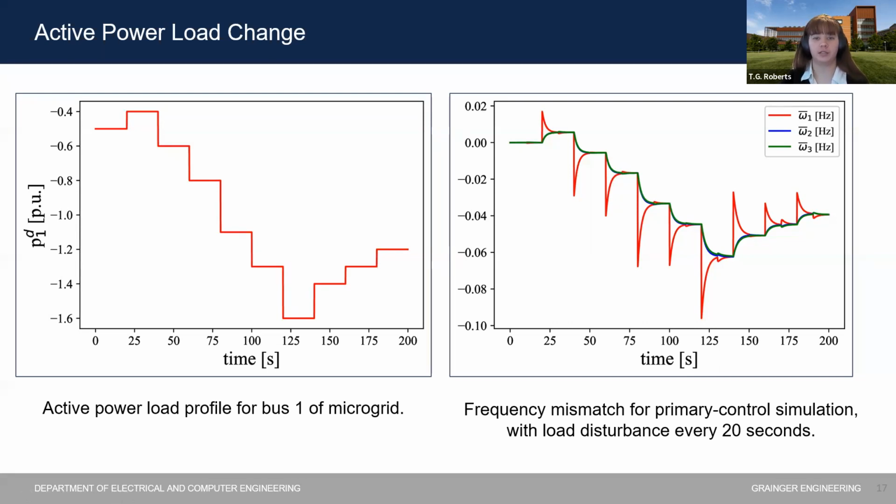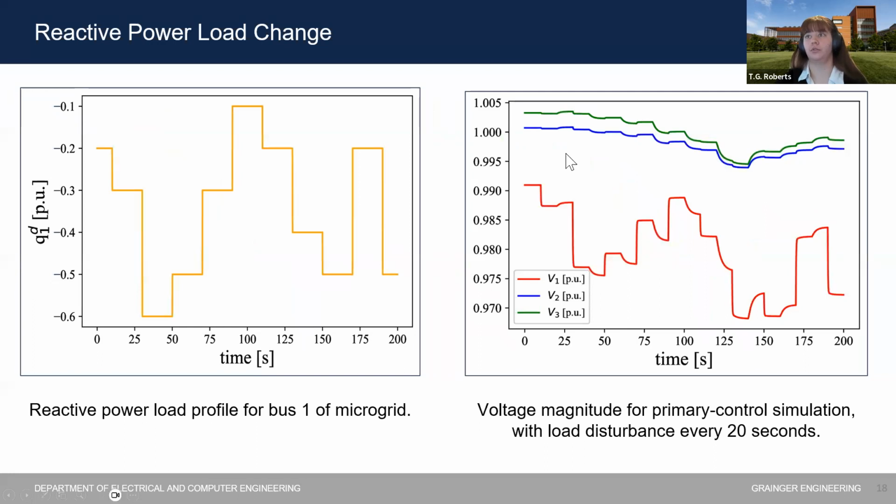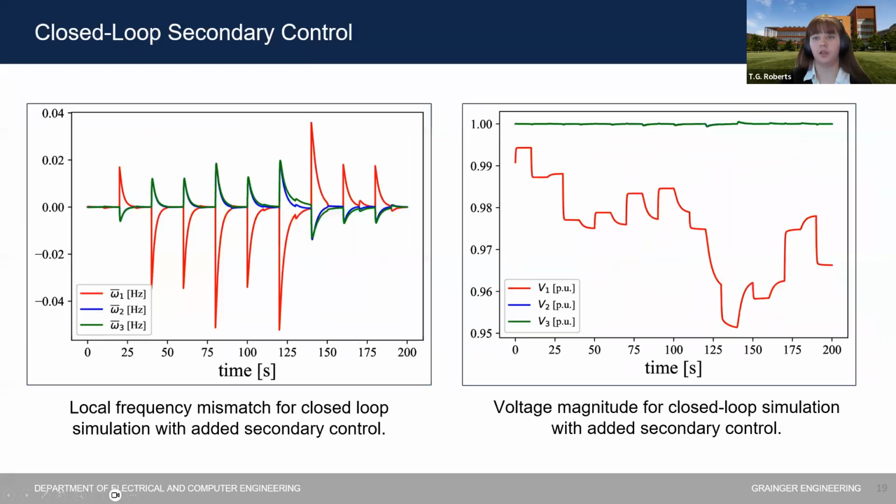But first, let's look at what happens to the reactive power load changes. So here we have our reactive power load profile. And then this is the voltage load profile without secondary control. So we can see that it's not quite centered around 1 per unit for voltage, but our secondary controller will remedy this. So this is what happens when we implement our frequency and voltage secondary control.